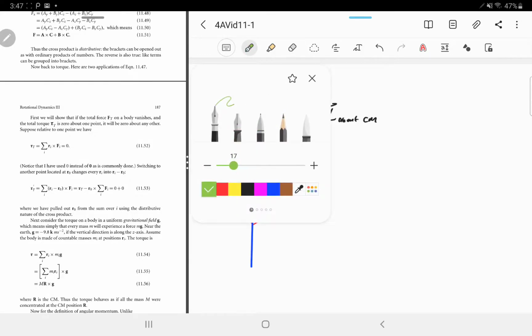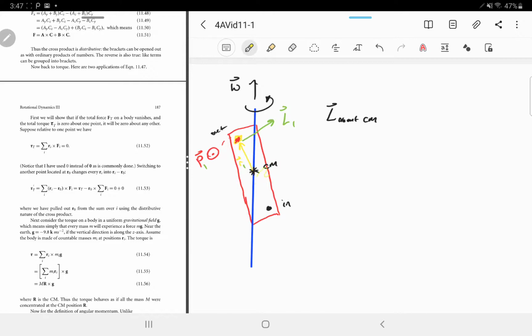Okay, let's look at another point. Let's look at this point down here. So this is R2. Its momentum is pointing, ooh, it's not going out, it's going in. So its linear momentum is into the page. So if you have R2 cross P2, what direction is that? It's perpendicular to this R2, pointing this way. This is the contribution to the angular momentum from that piece.